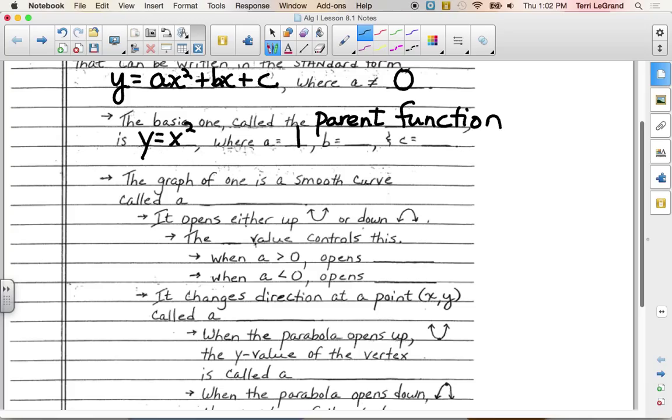What's b equal to? 0. There are no x's. 0 times x, they're gone. Remember, we didn't say b can't equal 0. What's c? 0. So we have the parent function, the most basic one, the one that we start from, and then things happen to that one.